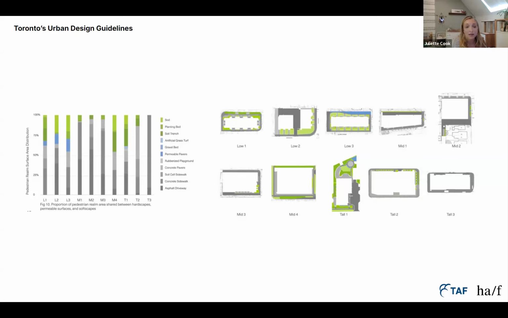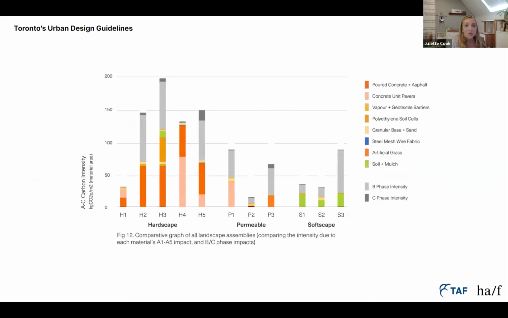And so we used typical assemblies that are specified in the City of Toronto standards for designing and constructing city infrastructure, as well as project-specific landscape drawing sets when we had them. And we calculated the A to C carbon intensity, so whole life carbon, ignoring any operational carbon, per square meter of groundscape. So exactly the same methodology as we did for the Bentway. And here just understanding per the different assemblies how they're performing.